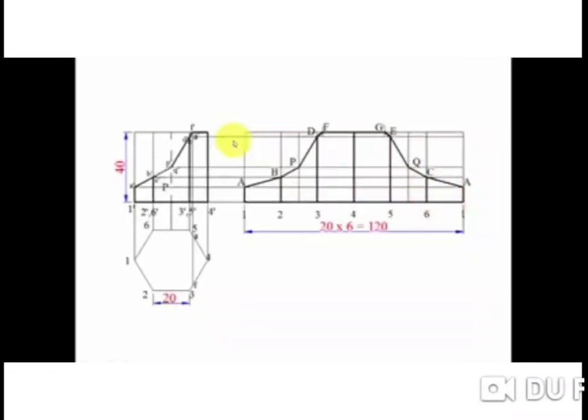Now this face is our retained face, which does not come under the cutting action. This other face is cut by the cutting action. So this is the requirement of the development. If we fold it flat and join 1 to A and 1 to A, we will observe the front view in this fashion.